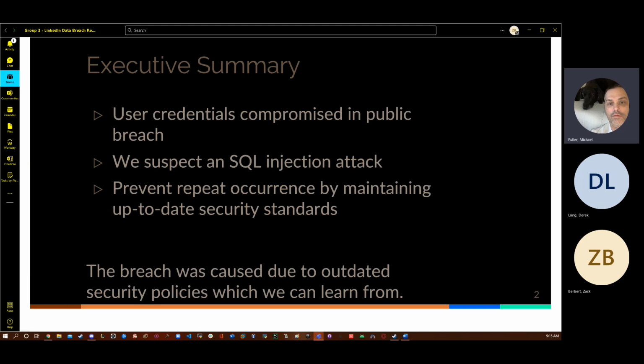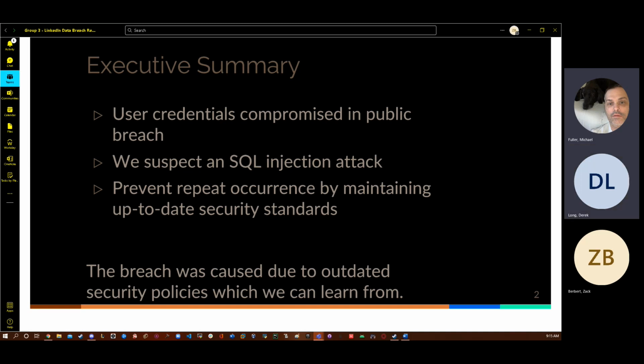Good morning, everybody. We're going to summarize the beginning of our LinkedIn data breach that occurred in 2012. We're going to talk about how the user credentials were compromised and what kind of attack was used. There's a belief that it's a SQL injection attack. We'll also cover some of the security standards they were using at the time, and some of the responses they made to the incident.